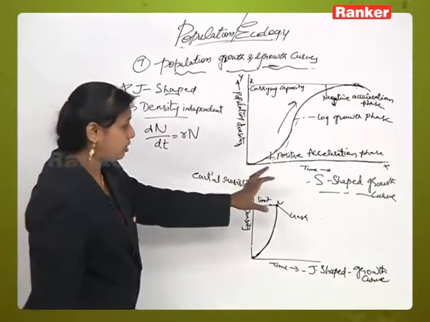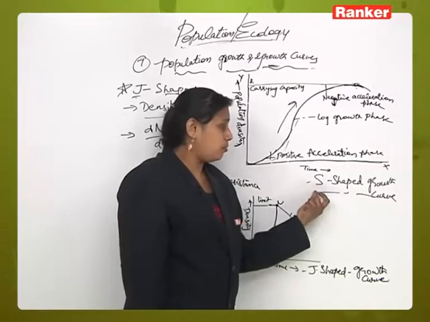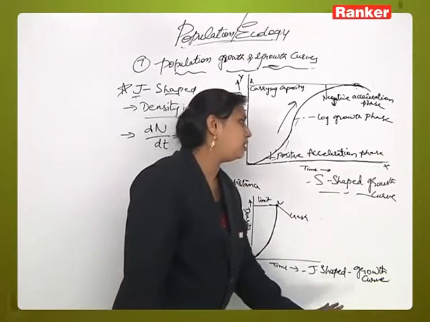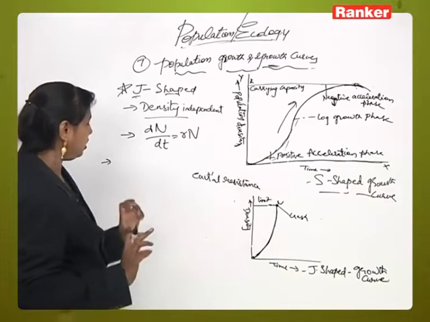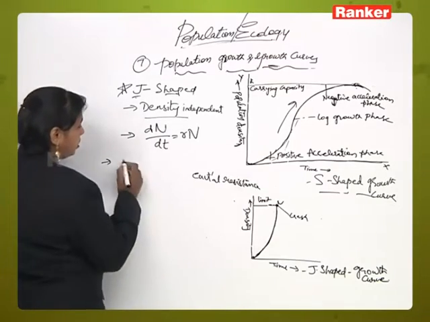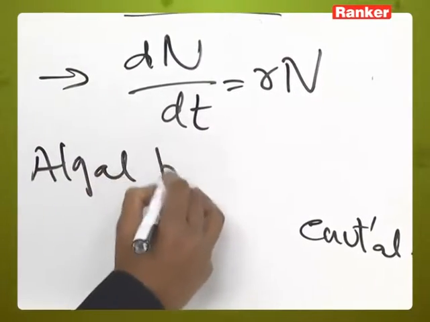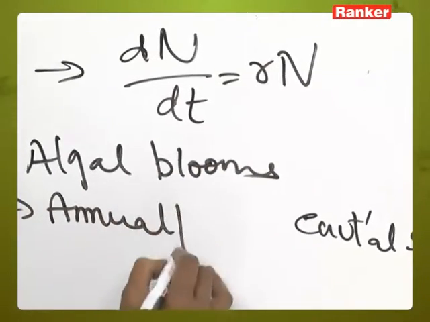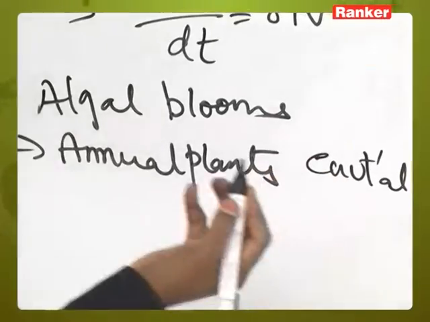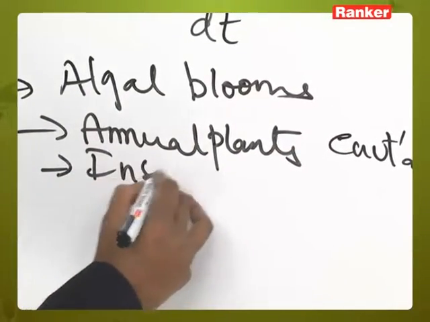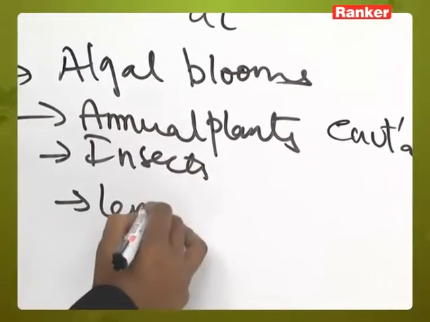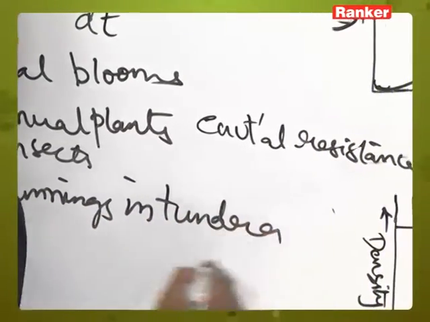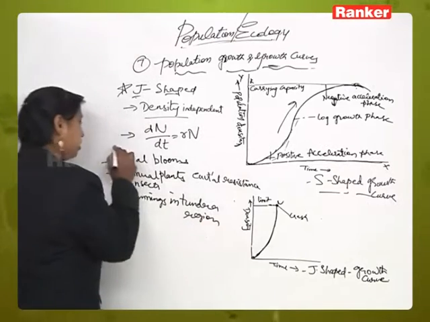This is very, very important from the exam point of view. In multiple choice questions, at least 8 to 10 come from the S-shaped curve and J-shaped curve. Now this J-shaped curve is found in, where you can see this type of curve here, algal blooms. You will see it in annual plants, and you will also see it in insects, and in lemmings in the tundra region. These are very important bits.